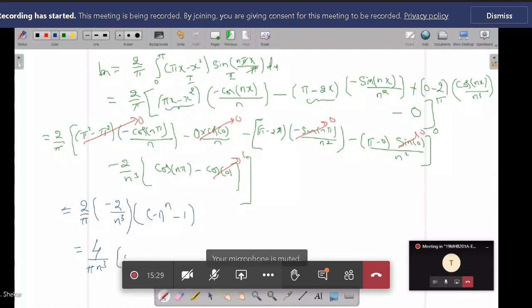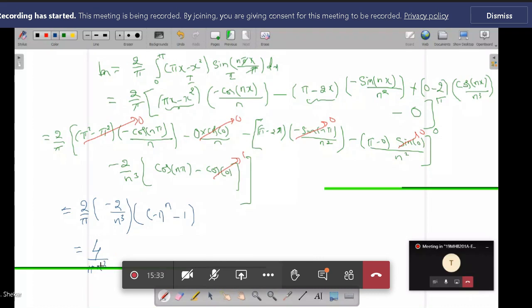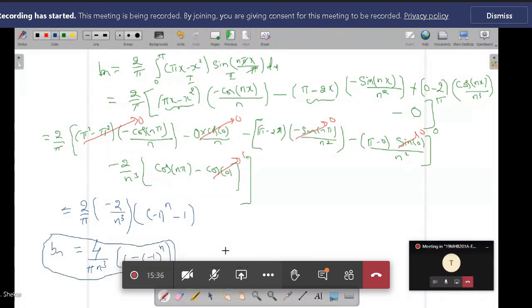Bn is 4 divided by pi n cube into 1 minus 1 power n. Further, when n is an even number, Bn is 0. When n is even, 1 minus 1 is always 0. When n is odd, you will get a plus 2, so that becomes 8 by pi n cube. So that is just an observation.